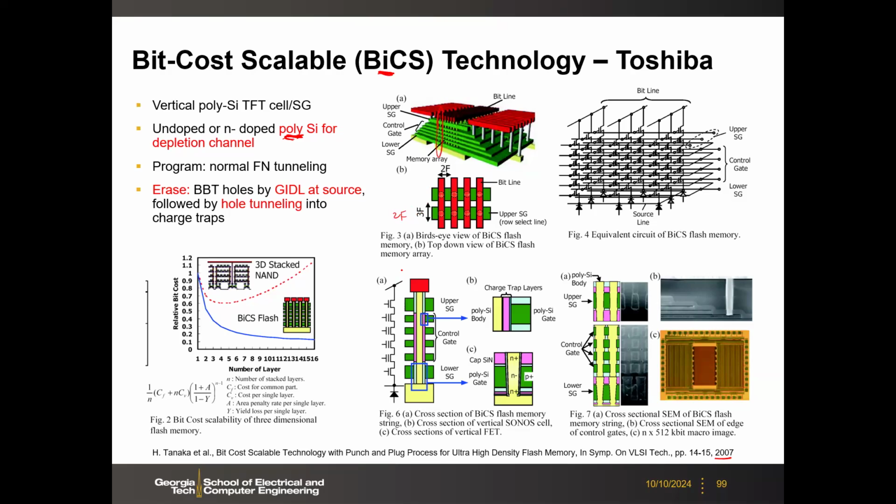Now it's like vertically standing up. So here you see the structure. You have the polysilicon, and then you have the charge trap layer, this ONO layer, this purple one. And then you have, in this case, polysilicon gate, this initial version, but now we switch to metal. But this initial paper is polysilicon gate.